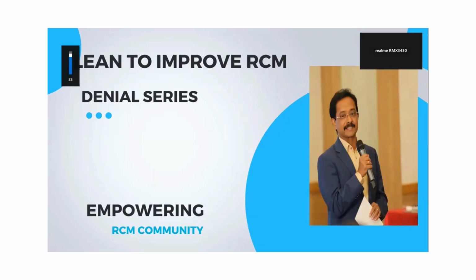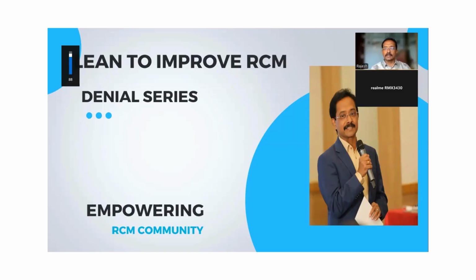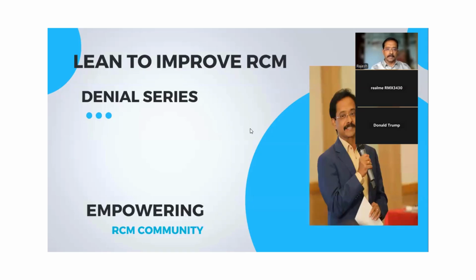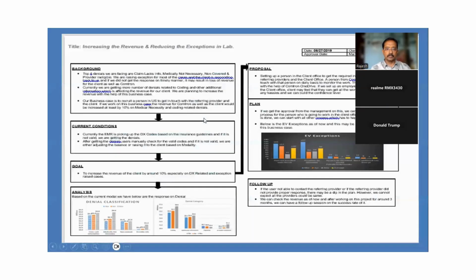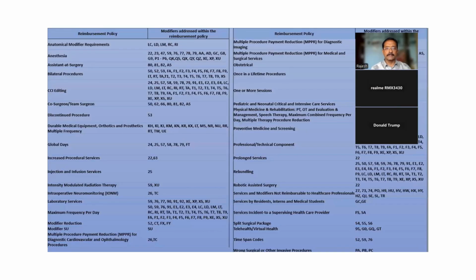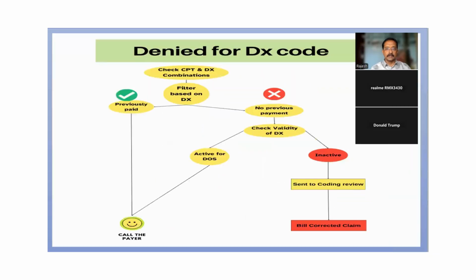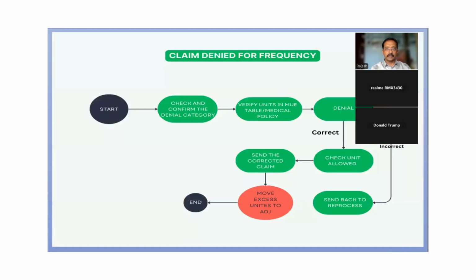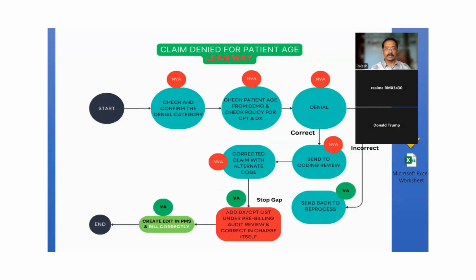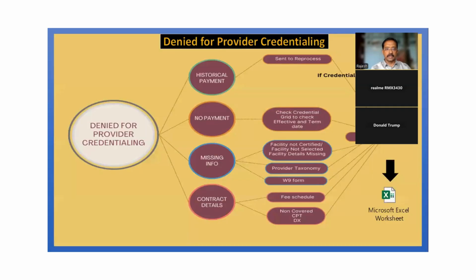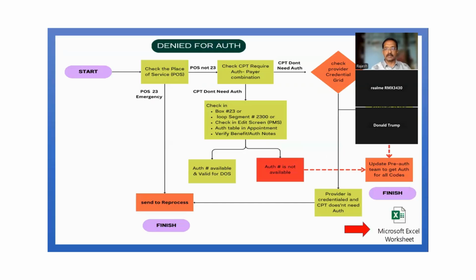So today we are going to see a very important denial, which we are going to discuss in detail. We started discussing the Lean in RCM category, and we covered a lot of the denial series here. Today's topic is denied for authorization. This is a very important denial. Majority of our AR, we struggle with authorization denials, so we are taking that as a priority to discuss. We'll see what else we can do to solve this particular problem. That's what we are going to see today.